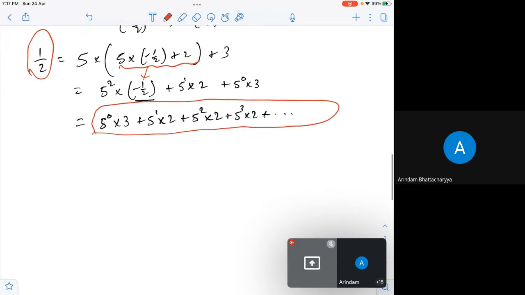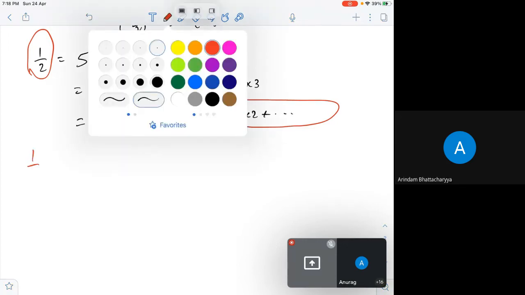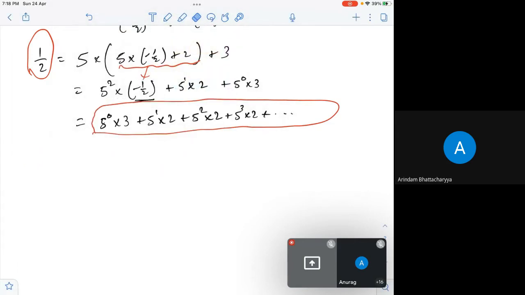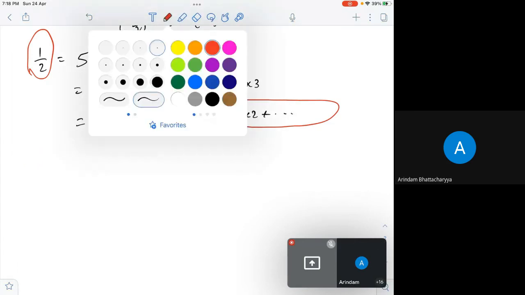So if I write this in base 5, so does everyone know how bases work? Base 10, base 2. Should I give a brief review of how bases work? All right. Sure, I can give a bit of a review.